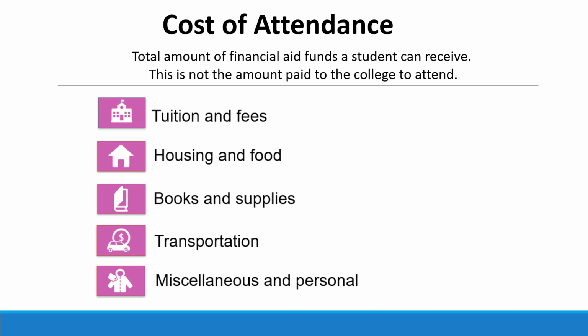So tuition and fees, those costs that are paid directly to the college. Housing and food, which could be paid to the college, or they could be living off campus or with parents. So it depends on what their living arrangements are. Books and supplies, which again could be purchased from the college or other sources. Transportation, which would be the student expense of getting to and from college, to and from internships, and then other miscellaneous and personal expenses. So your personal expenses that it costs you to live.